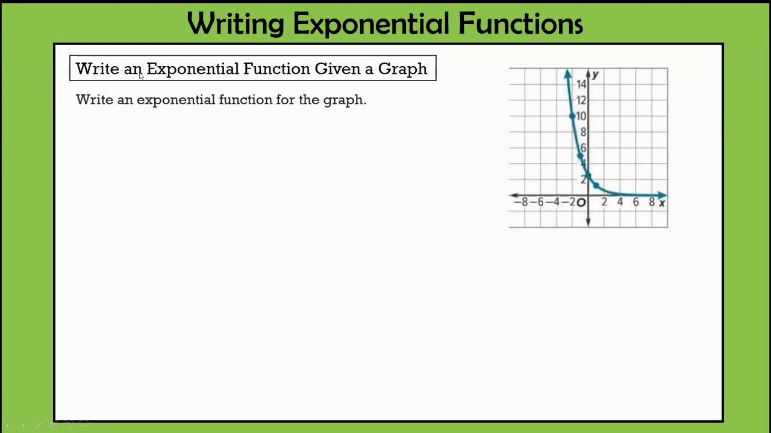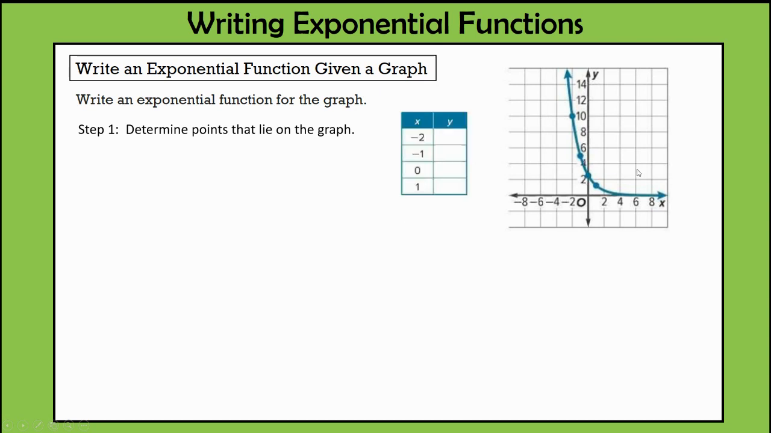Okay, the last thing we're going to do is write an exponential function given a graph. All right, so here's the graph. You can see this is exponential decay because it's coming down, crossing, and it's going to get really close to zero, but never get there. Okay, the way we do this is really what we did in the first two slides. We have to determine points that are on this graph, and then we're going to use those points to write an equation, but we do have a little secret weapon here.